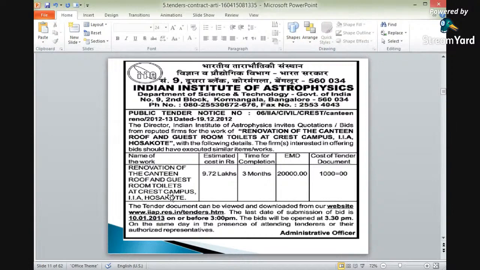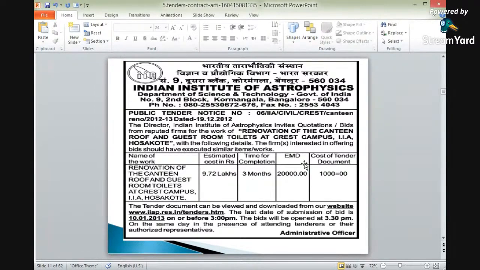So renovation of the canteen roof and guest room toilet at the Crest campus, IIA, has to be carried out. What is the total cost for this repair or renovation work? The total cost in this case is 9.72 lakhs. What is the duration required for completion? Only 3 months.